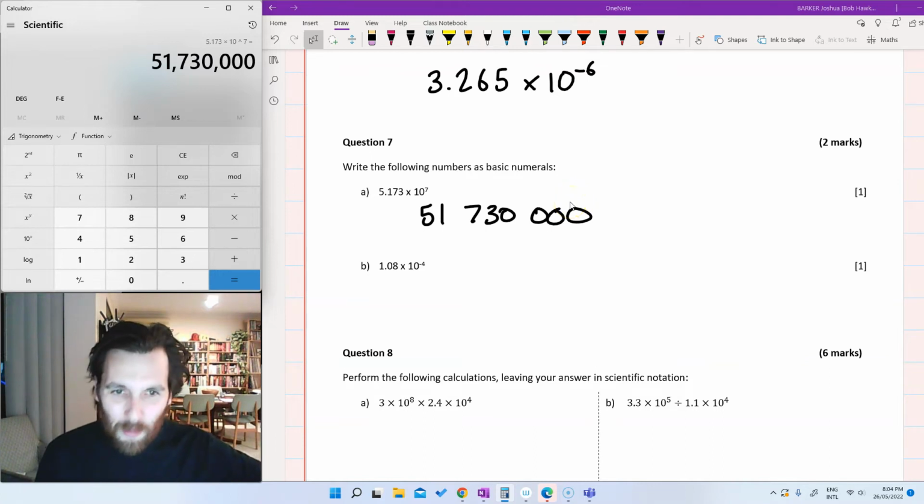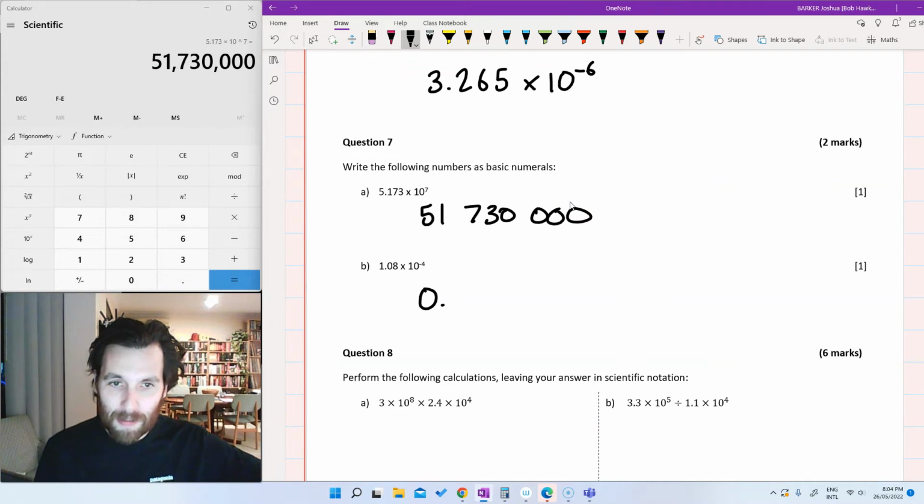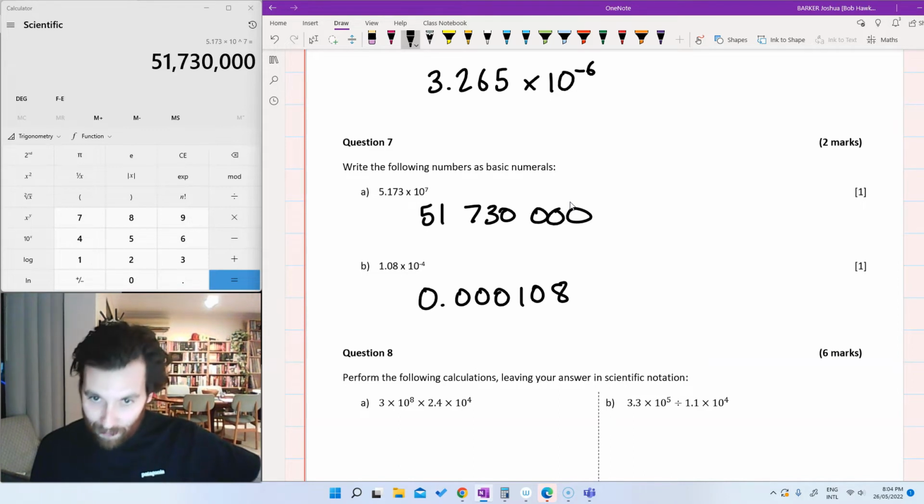And similarly, we've got to convert this to a small number. So this is going to be 0.000108. And similarly, if I started from here, my decimal point has shifted 4 spaces across like that. 1, 2, 3, 4.